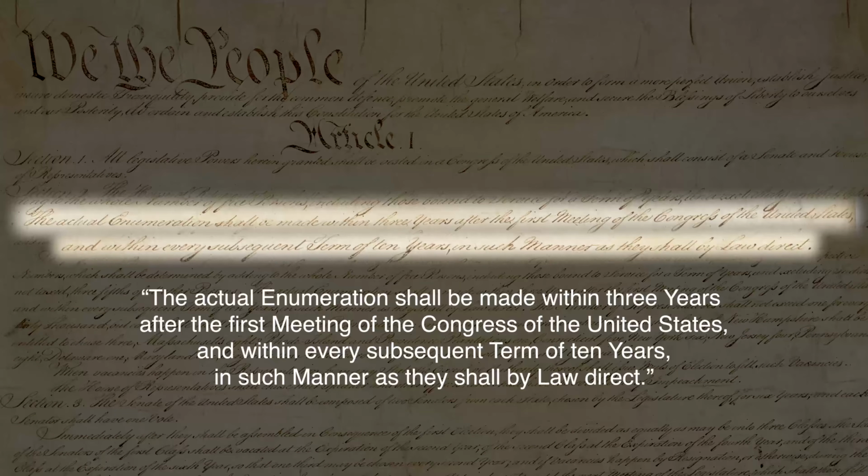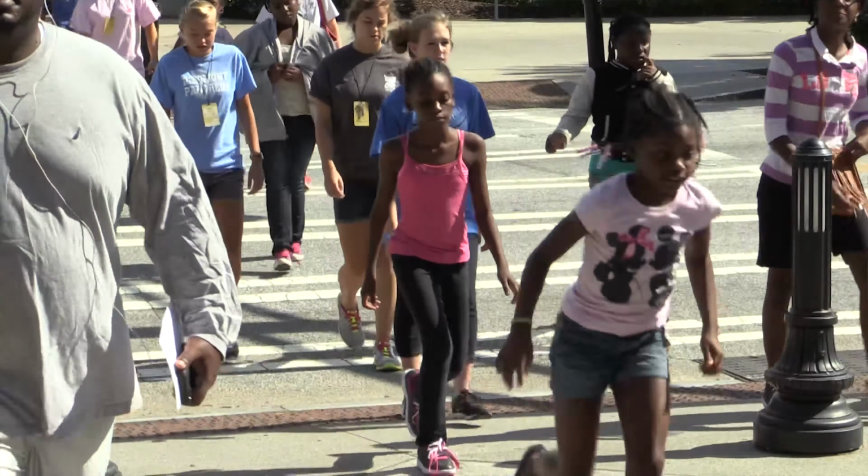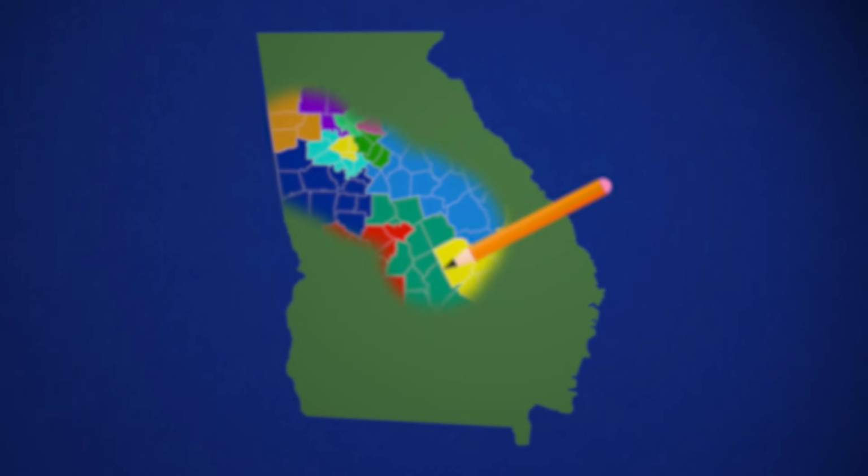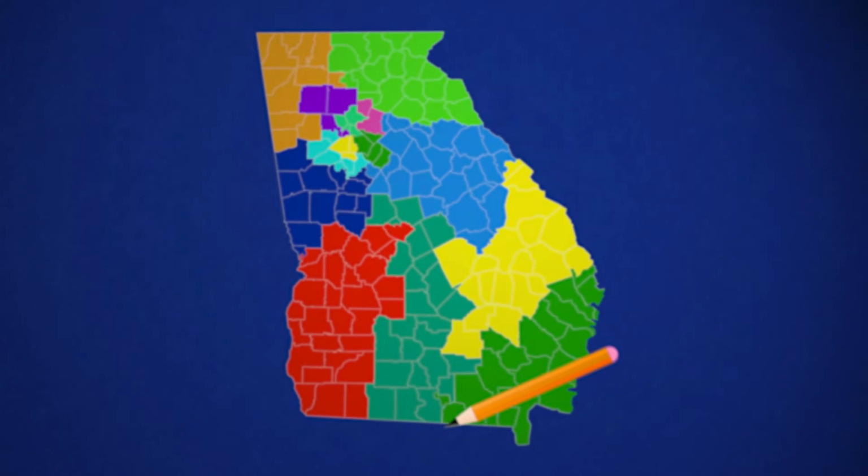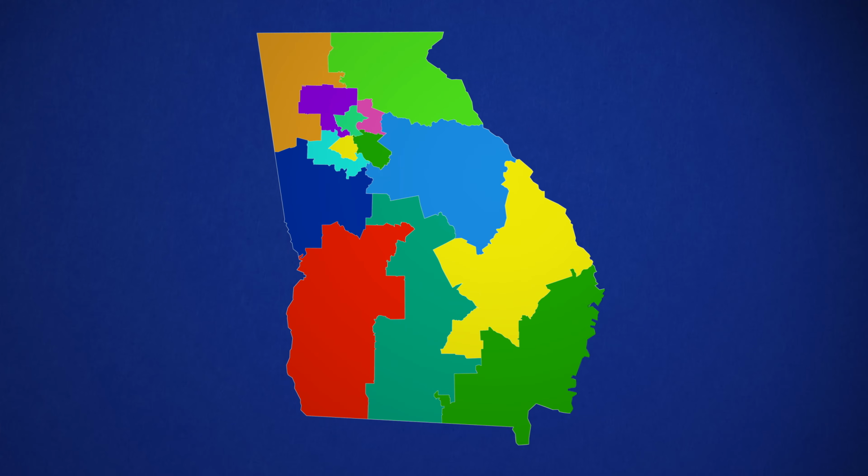According to Article 1, Section 2 of the U.S. Constitution, every 10 years the government conducts a census to determine who lives where in the United States. As populations grow and people move into or around the state, legislative districts are redrawn to reflect these changes. The redrawing of these districts is called redistricting. The federal government only has a few rules for redistricting.